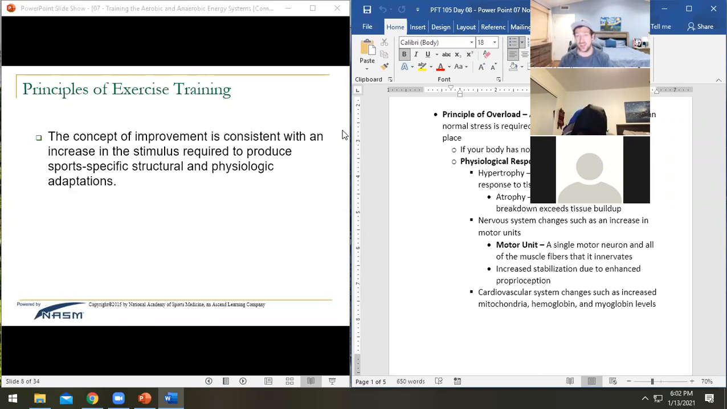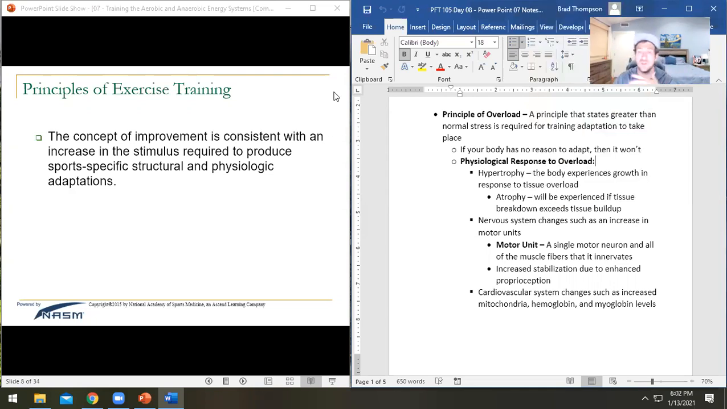We're going to see this later, but when we look at our principles, overload is a really big one, right? We want to be progressive about that. But also we want to change things up. We want to make sure that things don't get stale for our body, because your body does plateau, right? So all that to say, the concept of improvement is consistent with an increased stimulus, which produces either a structural or physiologic response, right?